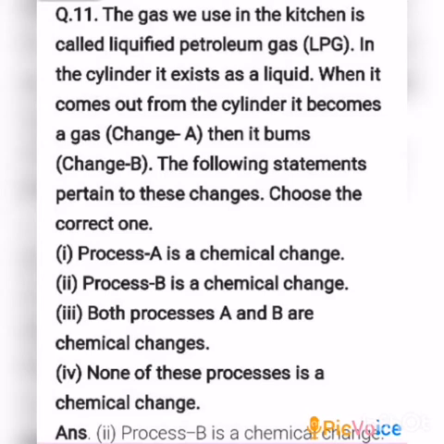Then what about the second one? Process B is a chemical change. What is process B? The burning of a gas. Yes, it is a chemical change. Then both processes A and B are chemical changes. No, it's not a correct one. Then none of these processes is a chemical change. It's also not a correct one. So what is the correct statement? Second one, process B is a chemical change.